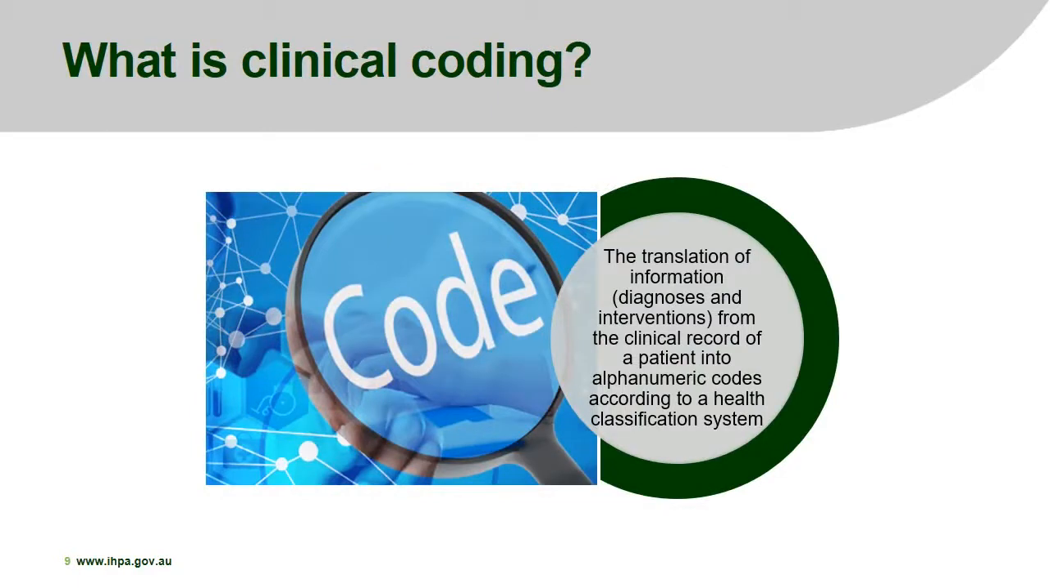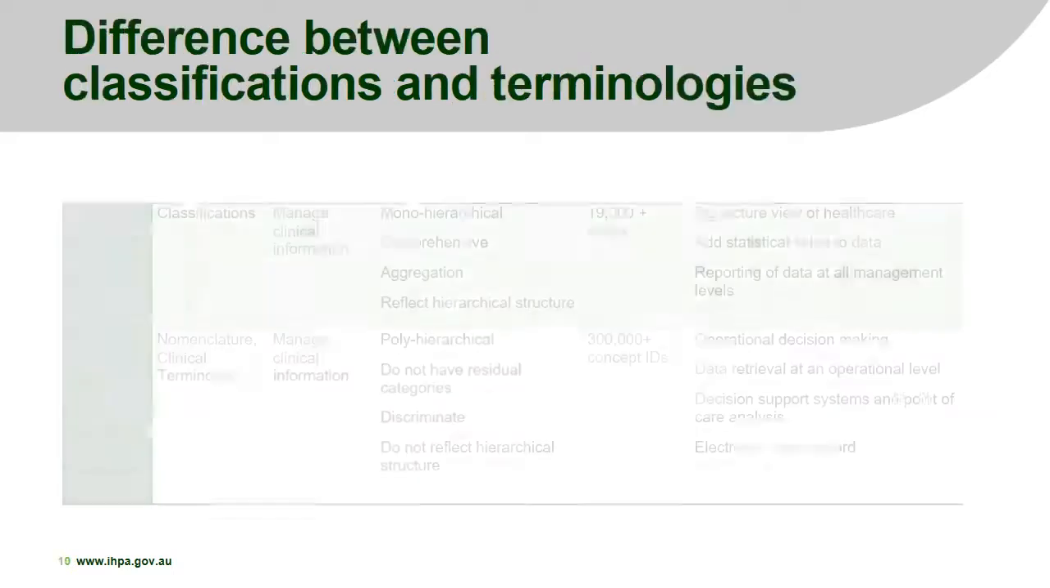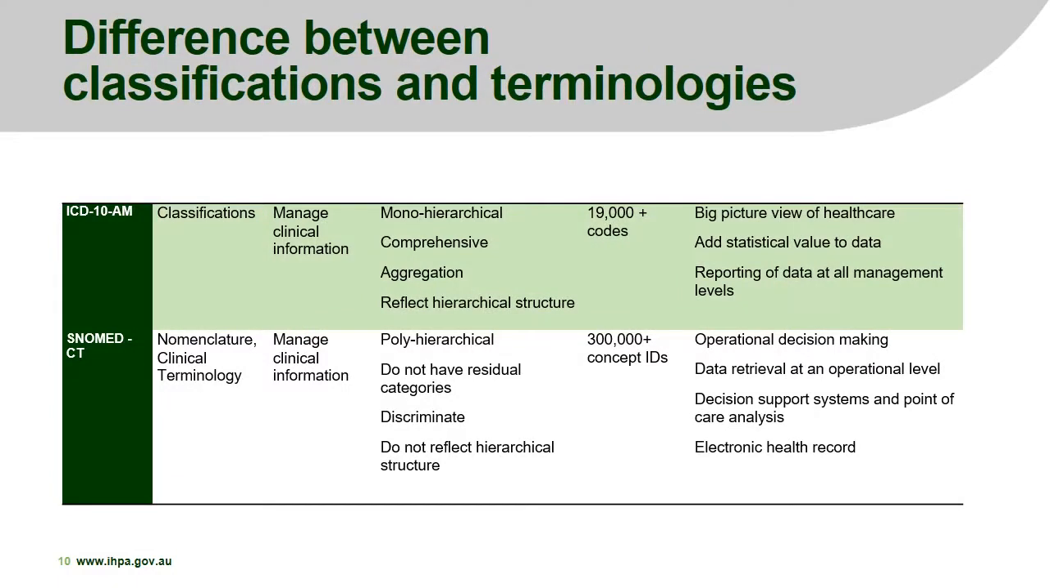The process of clinical coding is the translation of information, diagnoses and interventions from the clinical record of a patient into alphanumeric codes according to a health classification system. What is the difference between a classification and a terminology?